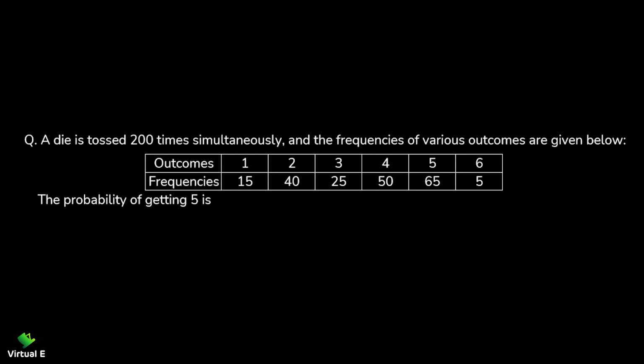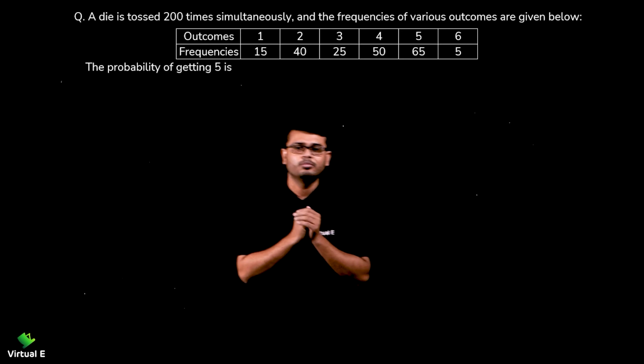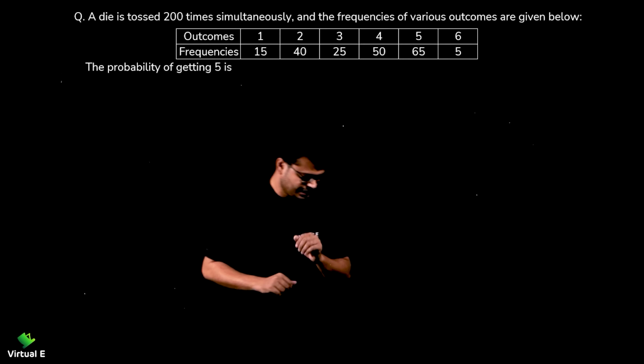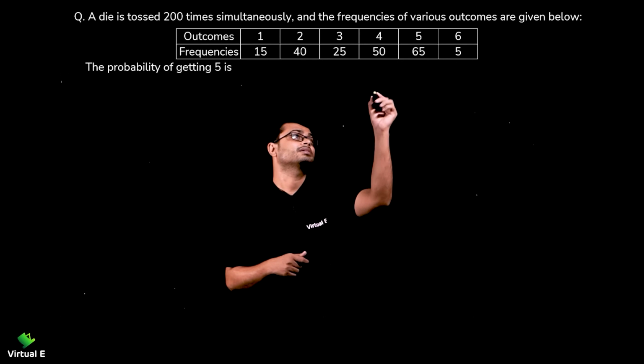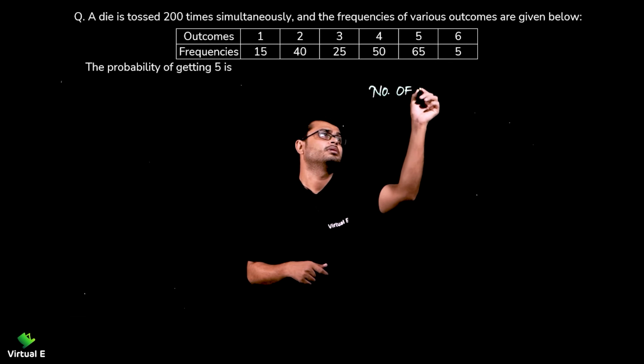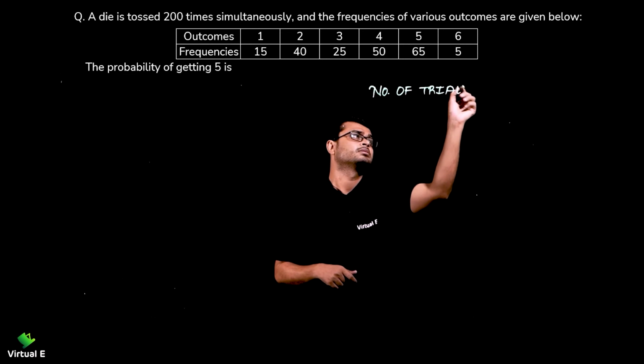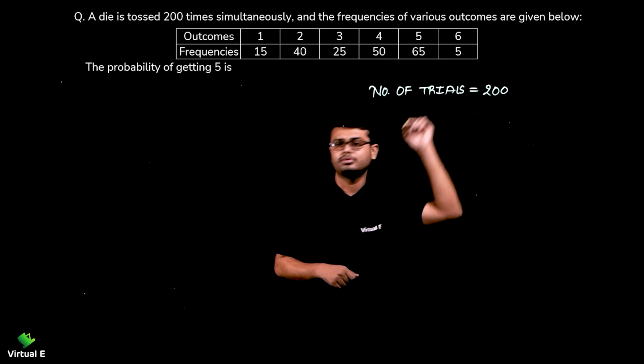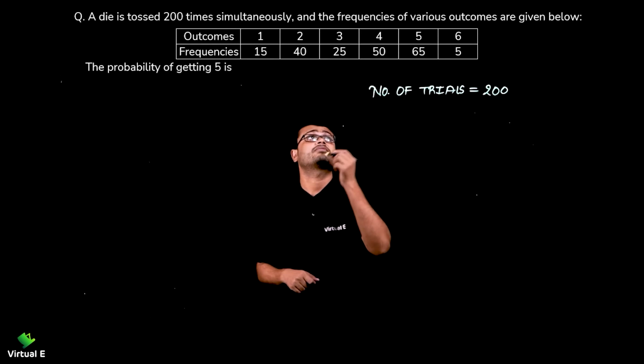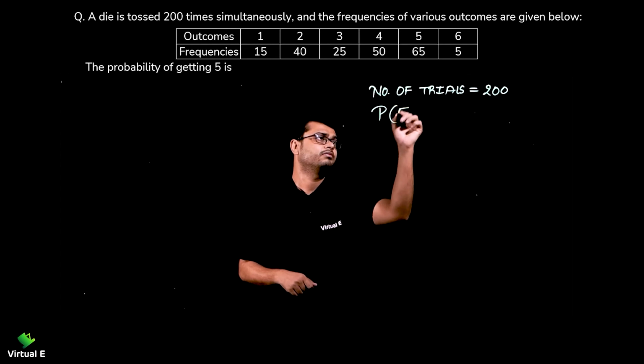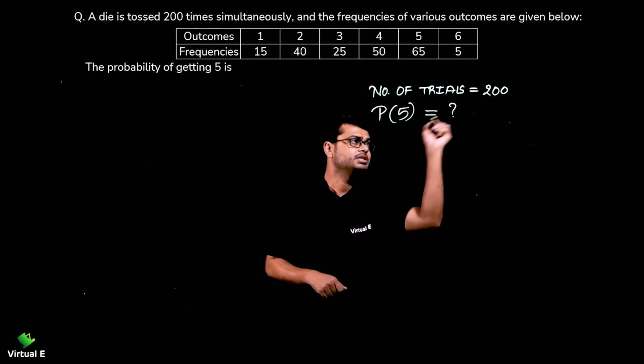Let's start. A die is tossed 200 times simultaneously and the frequencies of various outcomes are given below. So 1, 2, 3, 4, 5, 6. The probability of getting 5 is dash. We need to find the probability of getting number 5. Let's start. So first of all, number of trials is equal to 200. And what we need to find, probability of getting 5 is question mark.